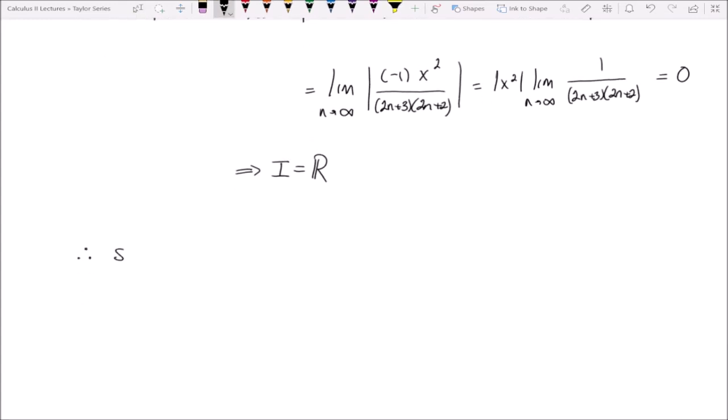So sine of x is the sum, n equals 0 to infinity, negative 1 to the n minus 1 times x to the 2n plus 1 all over 2n plus 1 factorial, valid for all x.